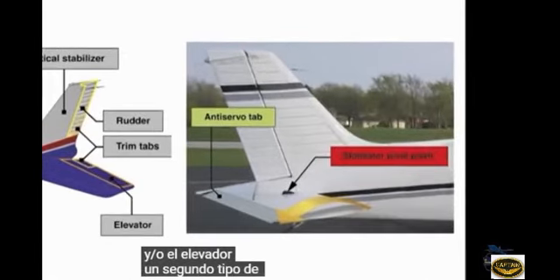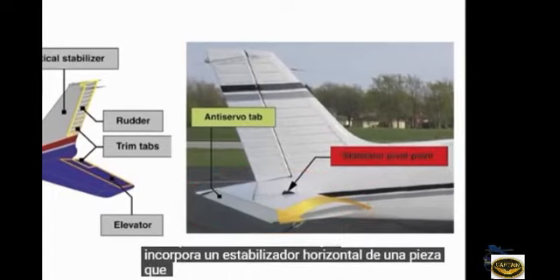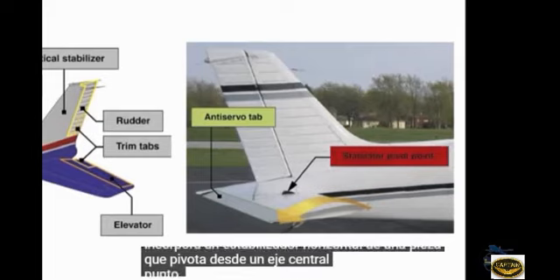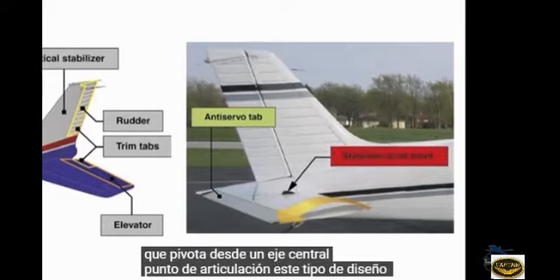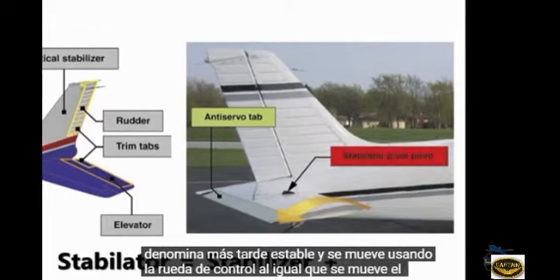A second type of empennage design does not require an elevator. Instead, it incorporates a one-piece horizontal stabilizer that pivots from a central hinge point. This type of design is called a stabilator and is moved using the control wheel just as the elevator is moved.